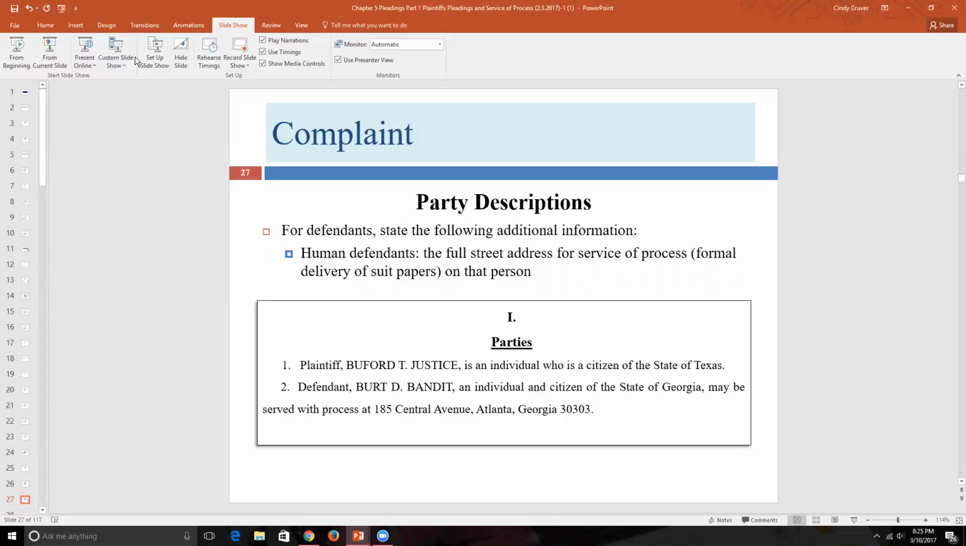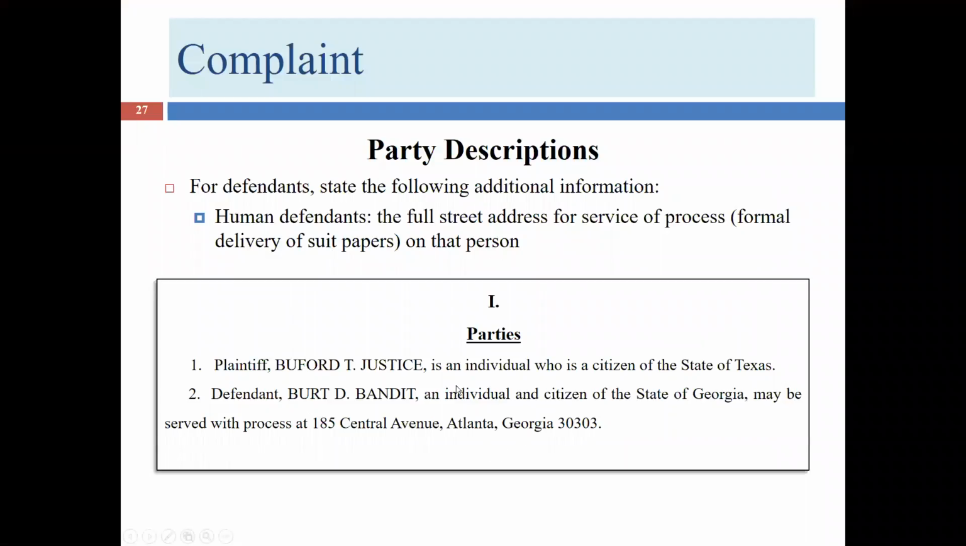So here are some examples of how you might define the parties. And you can see here we have the same structure, Roman numeral, then on the next line, parties. Oftentimes this will be in bold. Could be underlined, doesn't have to be underlined. And you can see paragraph 1, Plaintiff Buford T. Justice, and notice that obviously you're going to want to put these in commas.